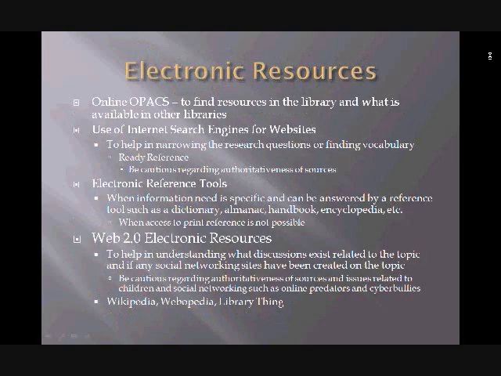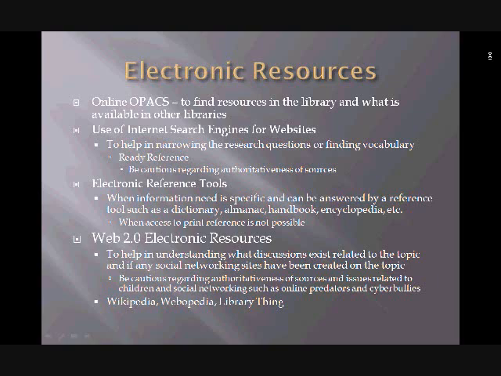So you use specific electronic resources to serve specific information needs. For example, you would use online public access catalogs or OPACs to find resources in the library and what is available in other libraries for checkout, typically print materials, but sometimes print or electronic materials. You use search engines to find websites, and websites are helpful for narrowing research questions and for determining the correct vocabulary to use for your information needs.